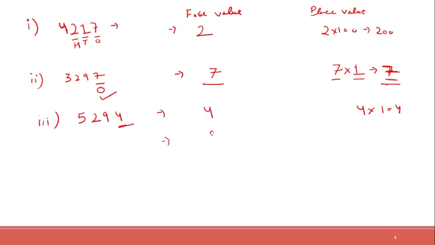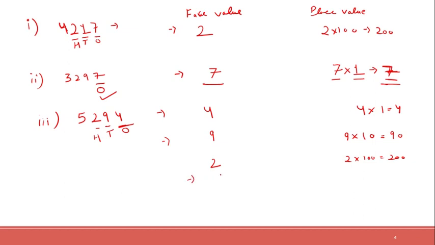Coming to 9. What is the face value of 9? It is 9. What is the place value of 9? The place value of 9 will be 9 into, at which place is 9? Ones, tens. It is at tens place. So the place value of 9 is 9 into 10, 90. Now coming to 2. What is the face value of 2? It is 2. But what is the place value of 2? It is ones, tens, hundreds. So 2 into 100, 200.